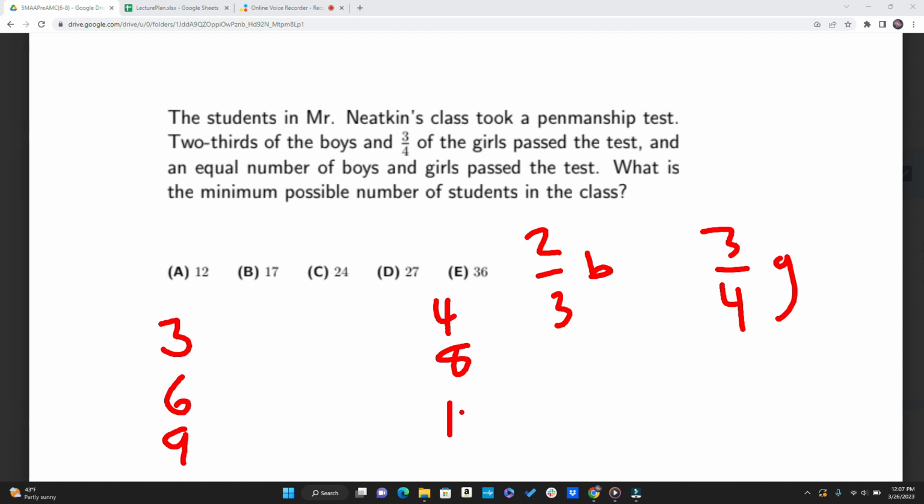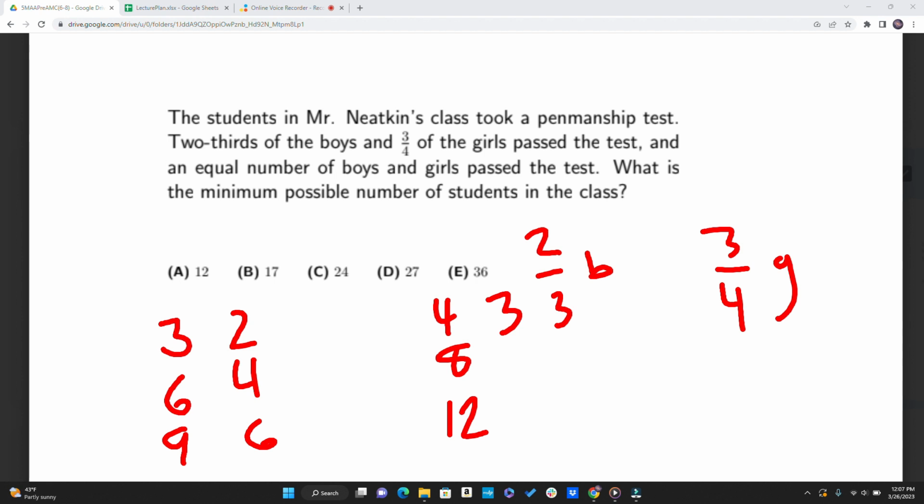So if we have 3 boys, that means 2 of them pass the test. If we have 6 boys, we need 2/3 of that. That'd be 4 boys pass the test. 9 boys, we need 2/3 of that. 6 boys pass the test. Okay, what about 4 girls? If there are 4 girls in the class, 3 would have passed the test. 8 girls would have meant 6 girls passing the test.